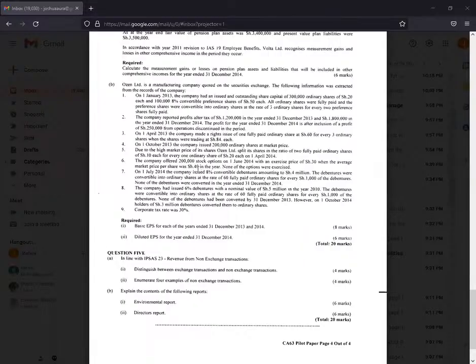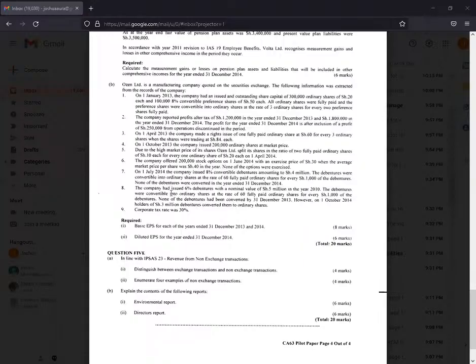We are told the company offered 200,000 stock options on 1st June 2014 with an exercise price of shillings 30, when the average market price per share was 40 in the year. None of the options were exercised. This will help us in diluted EPS.